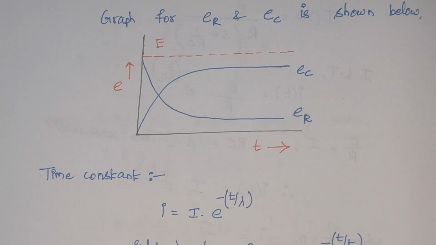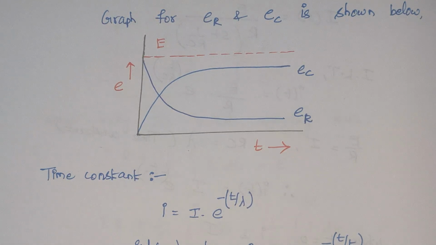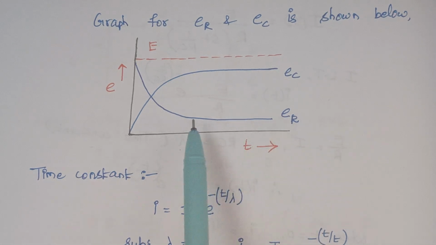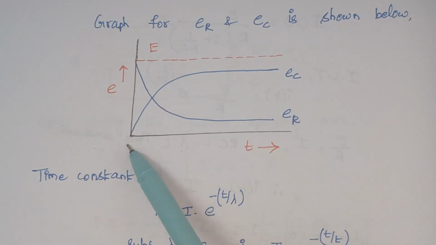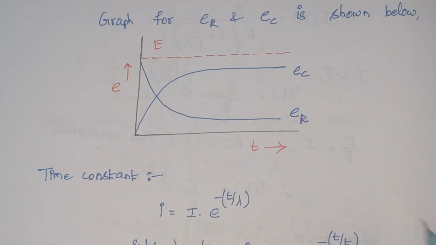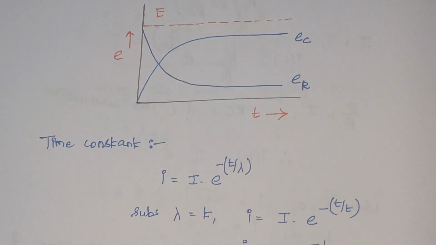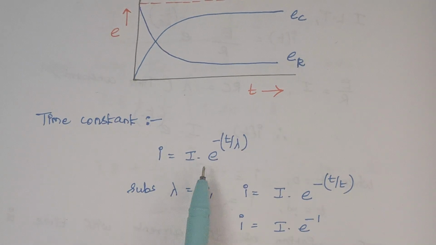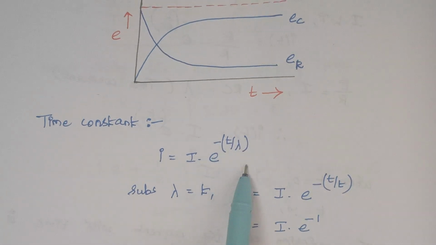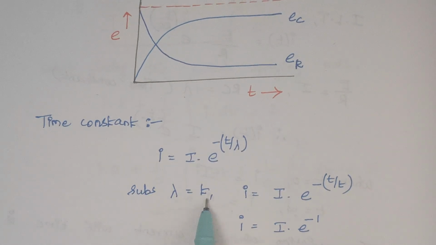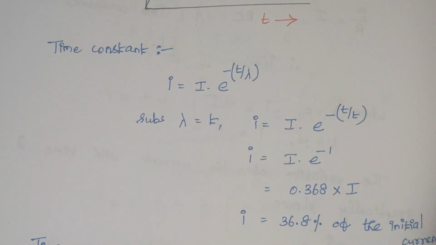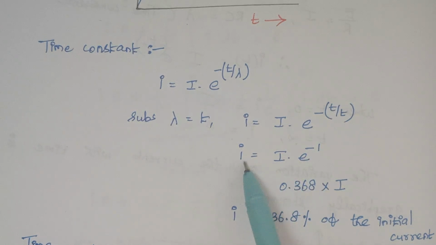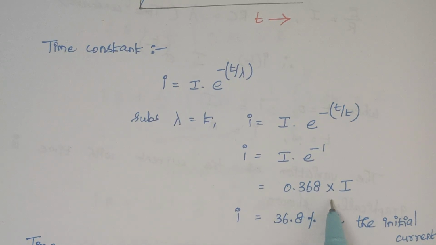Again, we are going to draw the graph for these expressions. When you draw them, you see the voltage across the resistor is gradually decreasing, whereas the voltage across the capacitor is gradually increasing. Now we are going to find the value of the time constant. The expression for current is I is equal to I into e to the power minus t by lambda. When you replace t with lambda, I is equal to I into e to the power minus 1, and once you solve, the final value of I is 0.368 times I.